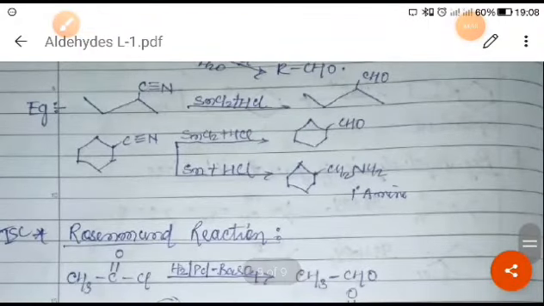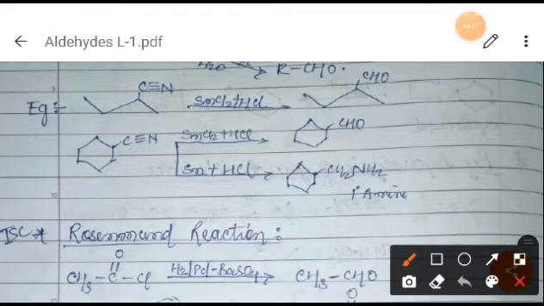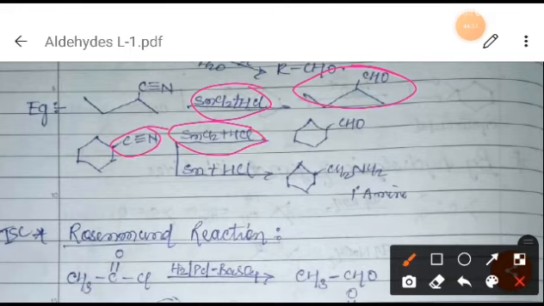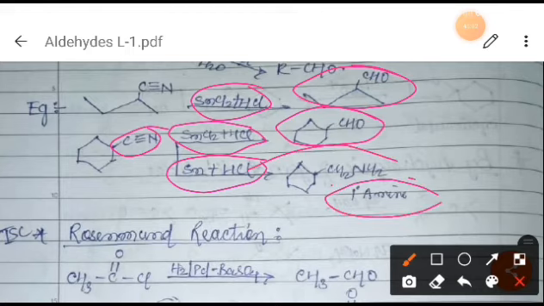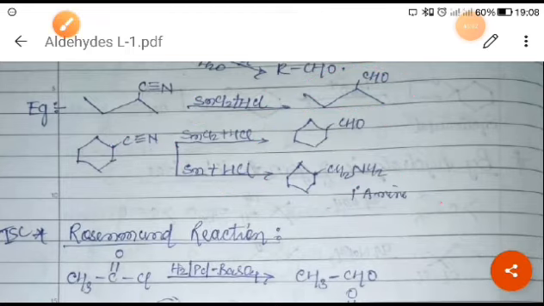So these are some examples. As you can see, if we use SnCl2 and HCl, we get aldehyde. Again, in this reaction when we take SnCl2 and HCl, we get aldehyde. But when we take Sn/HCl, at that time we get amine, as you can see here. So it is very easy. I hope you are understanding this.